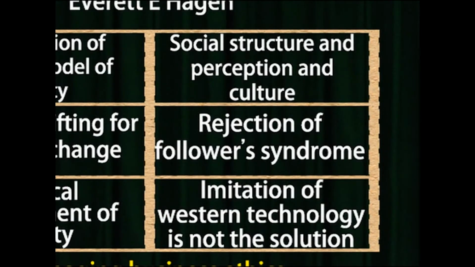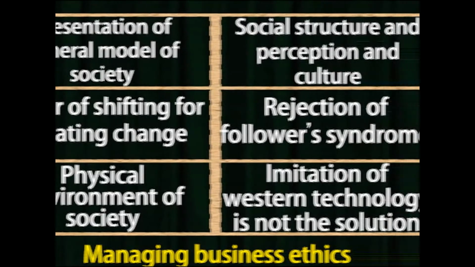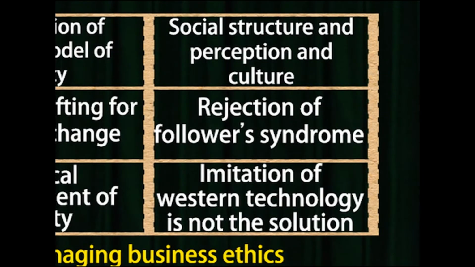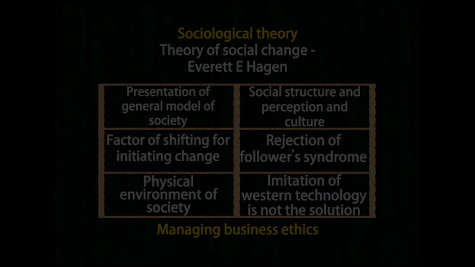It is the rejection of the follower's attitude, that you want to become a master, and it is the physical environment that determines the parameters of success. Entrepreneurs cannot become entrepreneurs if they are imitating Western ideas. You need to have solutions in terms of your innovative ideas. We have shown you in this model the 6 parameters governing the success of a person as an entrepreneur.